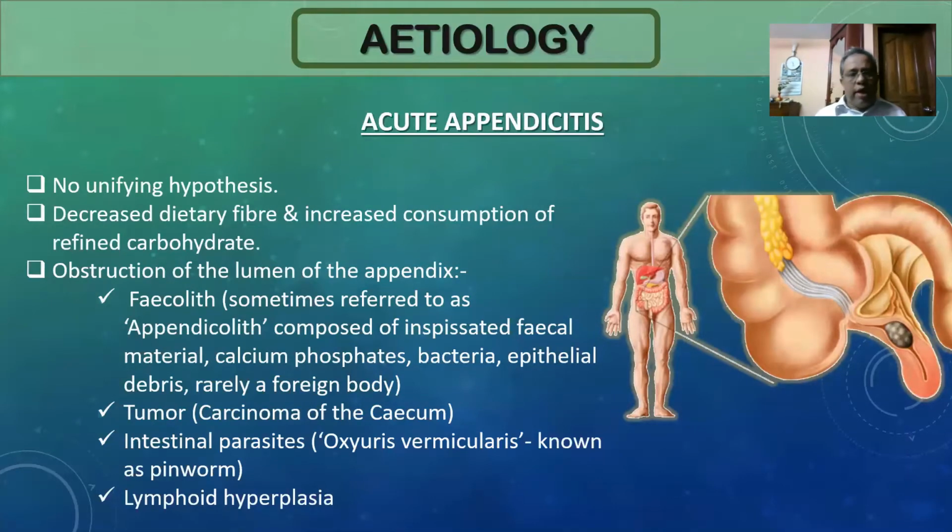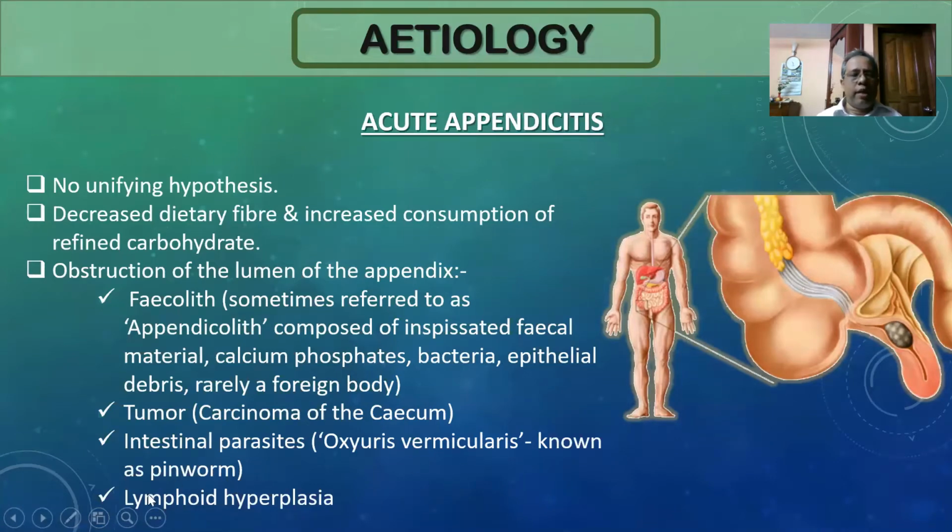Another cause, rarely seen, is that when we divide the appendix, some worm comes out from the base of the appendix. A ball of pinworm enters the lumen and blocks it, and may present as acute appendicitis. So intestinal parasites, Oxyuris vermicularis, known as pinworm.